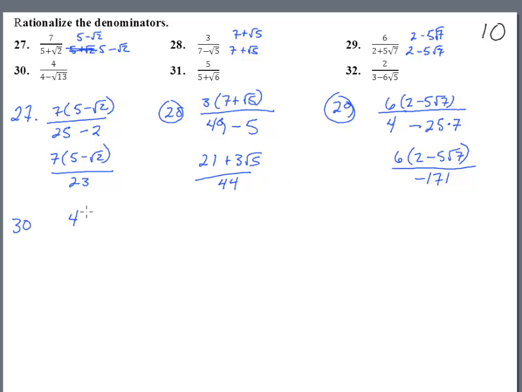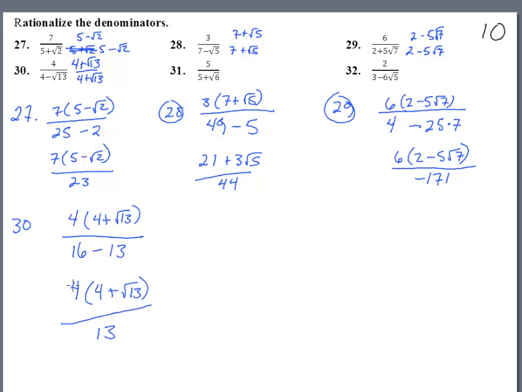Number 30. We're going to multiply by 4 plus the square root of 13 on top and bottom. We get 4 times 4 plus the square root of 13 all over 4 times 4 is 16 minus square root of 13 times square root of 13 is 13. So that's 4 times the quantity 4 plus the square root of 13 all over 3. Or we could have written that as 16 plus 4 square roots of 13 there.